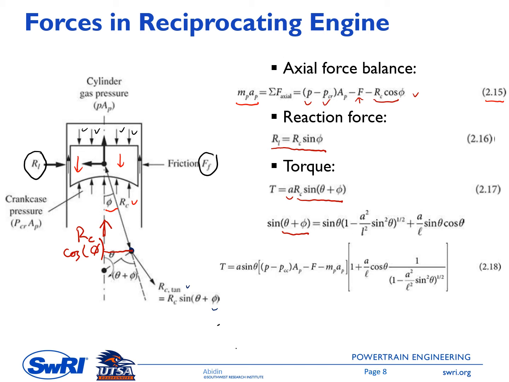So you will get this correlation, and if you substitute it into equation 2.17, you will get the torque equation as a function of crank angle, equation 2.18. Once again, with this correlation, you can make a plot of the engine torque as a function of the crank angle.